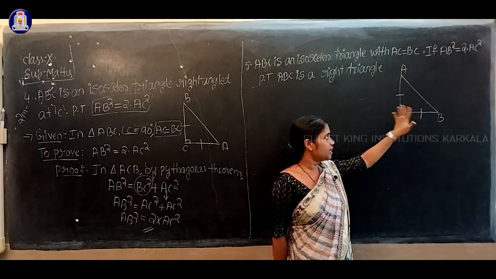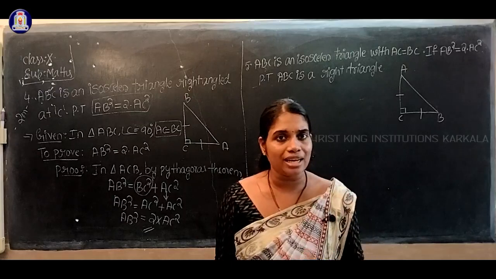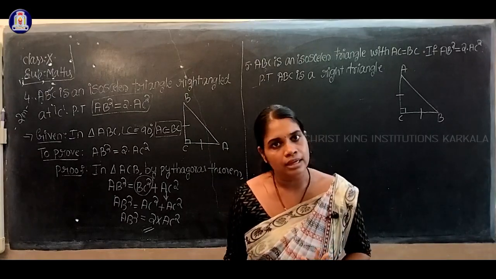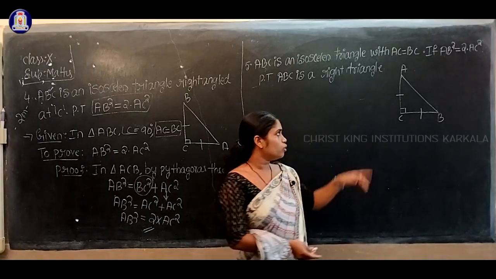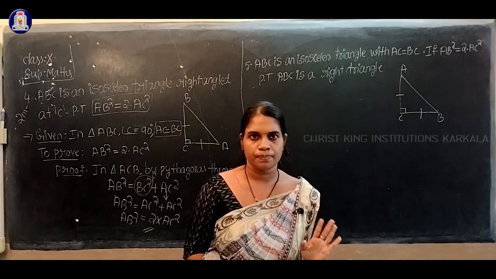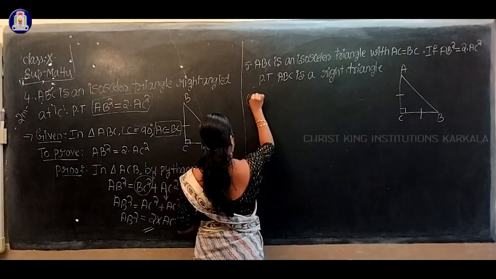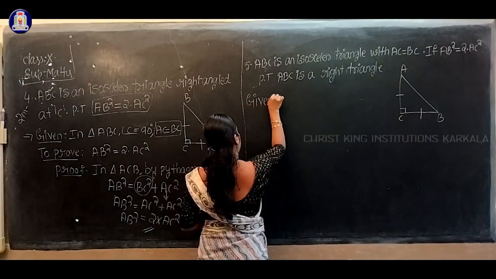Yes, if any triangle satisfies Pythagoras theorem, then can I say that particular triangle is a right angle triangle? Yes, so therefore first I will check whether this given triangle satisfies Pythagoras theorem or not. First I will write the given data. So what information is given in the question?